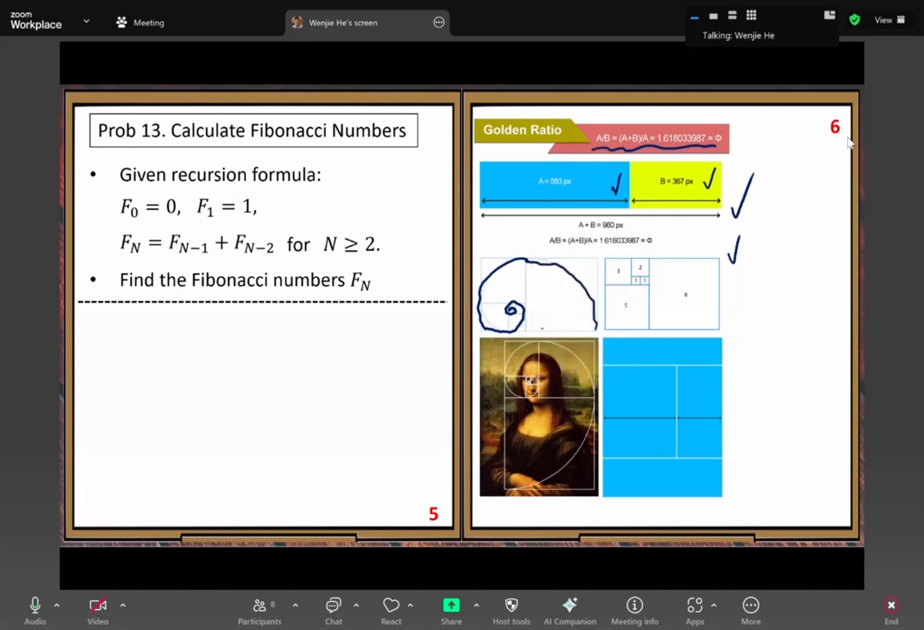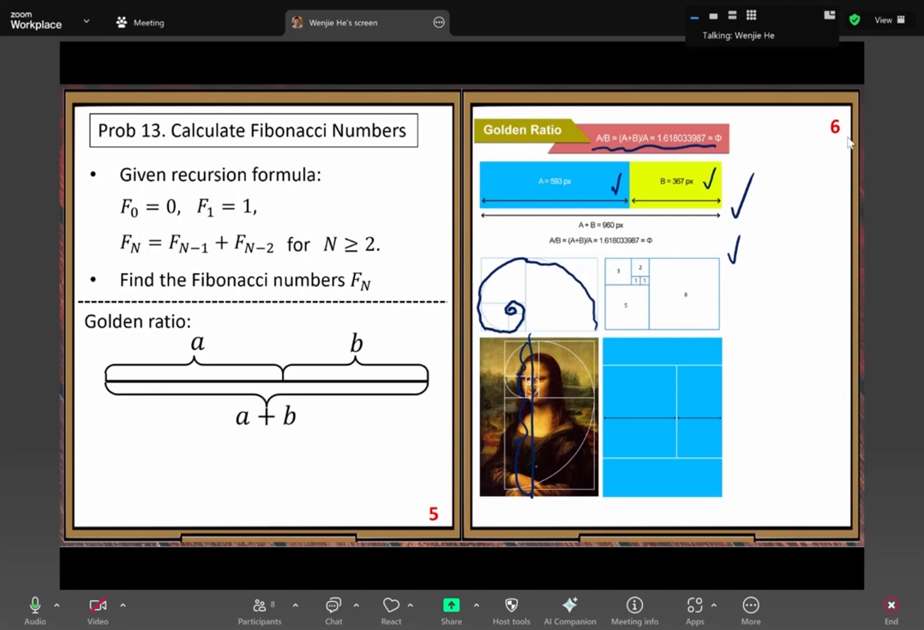Then you consider the ratio of this line segment, the shorter line segment to the longer. So then the ratio is the golden ratio. So this is an interesting property. All right. So now let us do the calculation. Let's calculate the golden ratio, the first step.